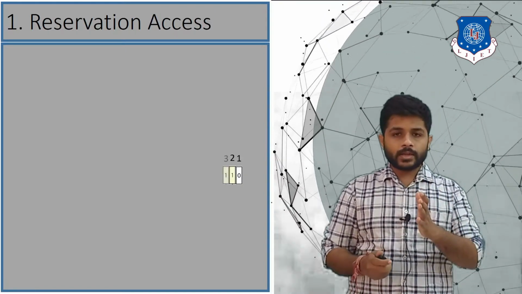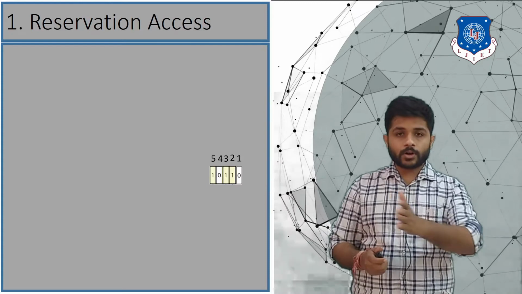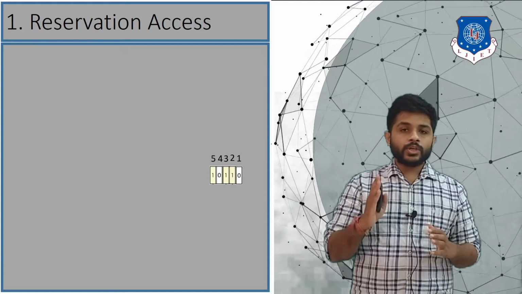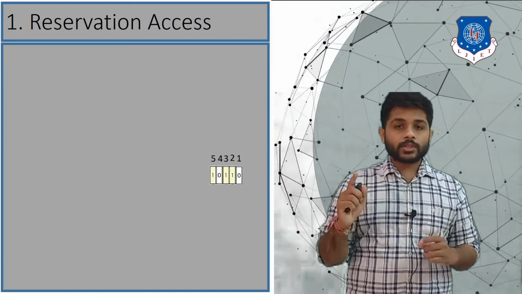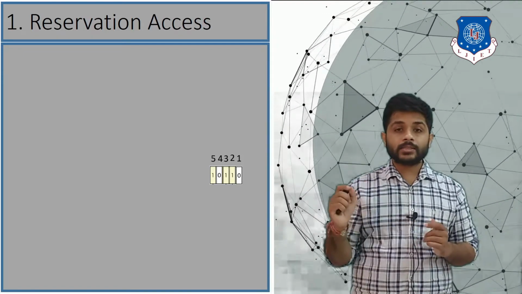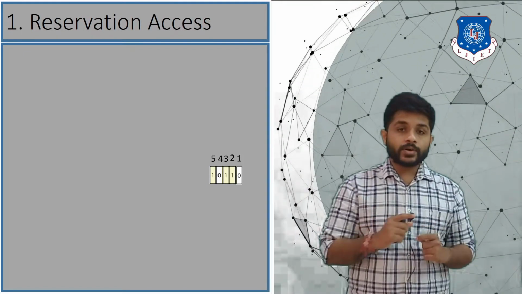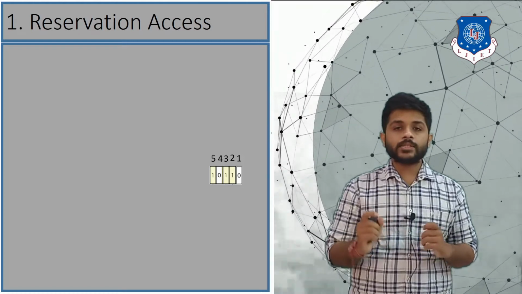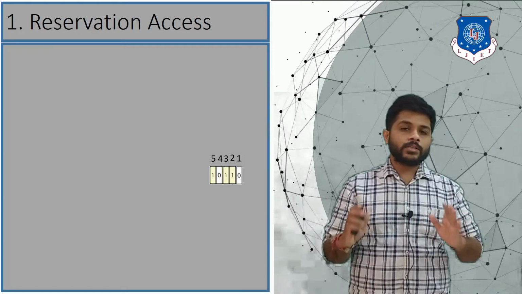You can see that the first 5 slots are the reservation slots. In the slot of device 1, it has sent 0. So when 0 is received, all the devices will understand that device 1 is not sending any data.